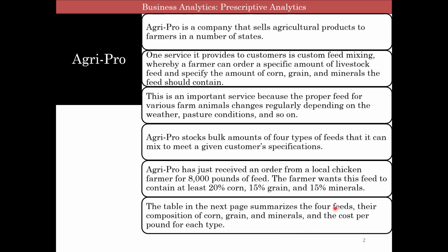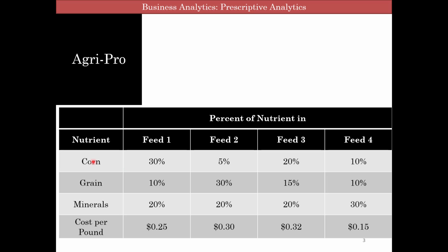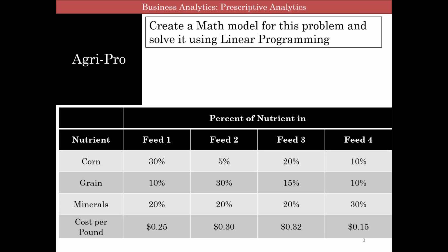And then there's the cost of these 4 feeds. So let's look at this table. So feed 1, feed 2, feed 3, feed 4. Here's how much percentage of corn is there. Here's how much percentage of grain is there. How much percentage of minerals, the cost per pound. And we've got to build a math model and solve it using linear programming.